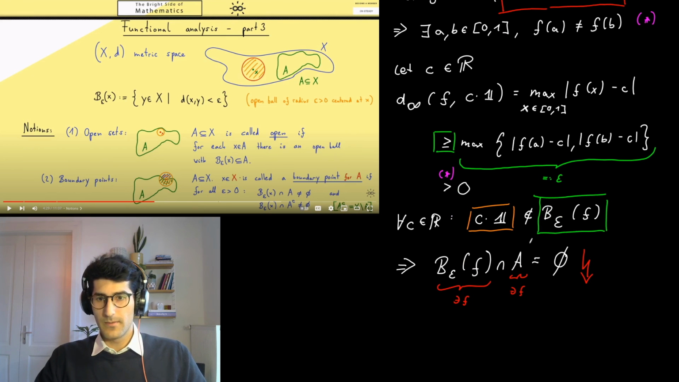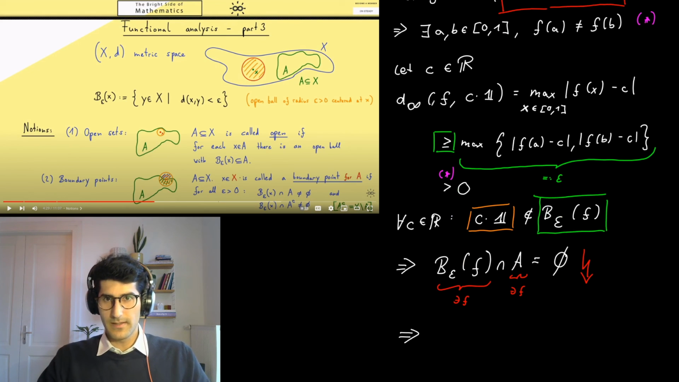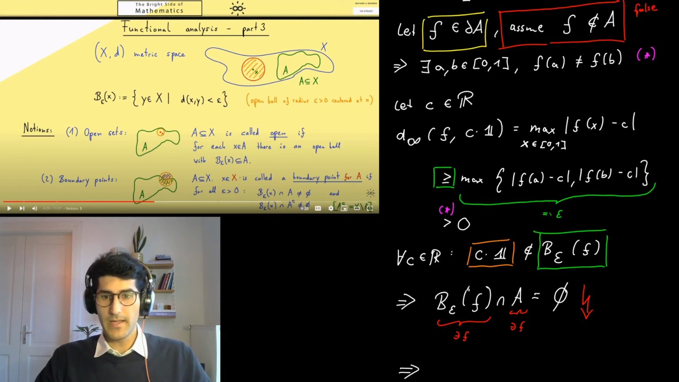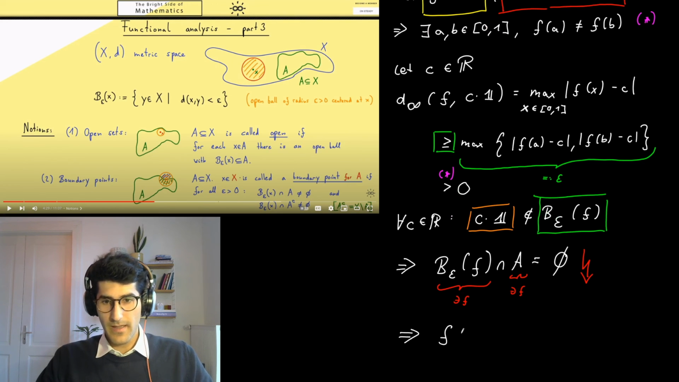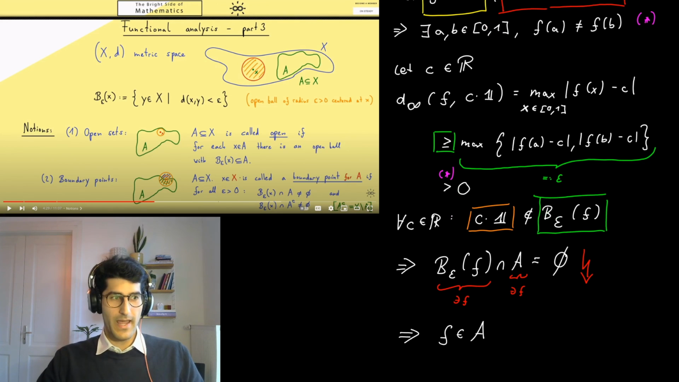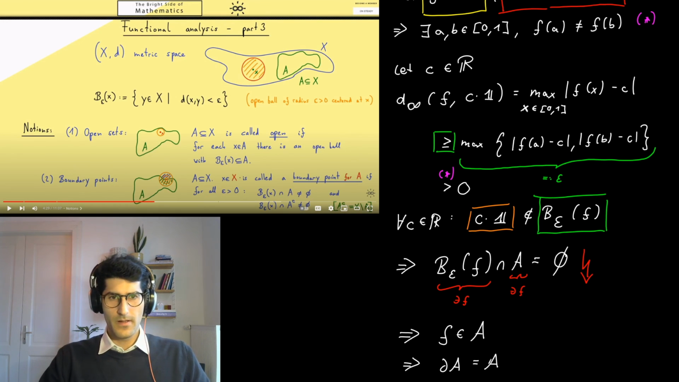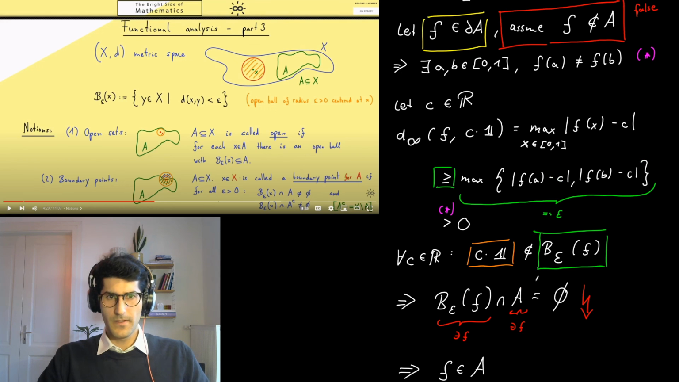So, via contradiction, I now showed that if f is an element of the boundary of A, or of the set of boundary points of A, then f needs also to be in A. Or, to sum it up, the boundary points of A are equal to A. All right. Let's jump back to the video.